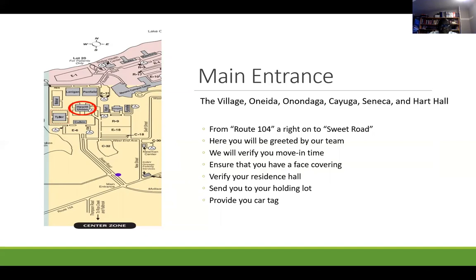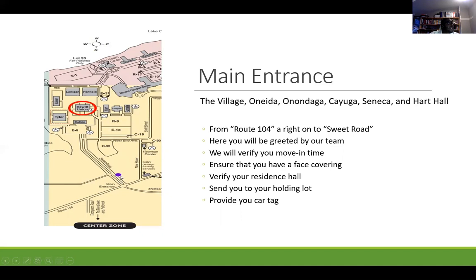So I want to start a little bit with the main entrance. The main entrance will serve as the primary entrance for those looking to move into the village, Oneida, Onondaga, Cayuga, Seneca, and Hart Hall. So these students would enter from Route 104 and they take a right on Sweet Road. And so if you look at my cursor, this is 104 here. This is a right on Sweet Road.